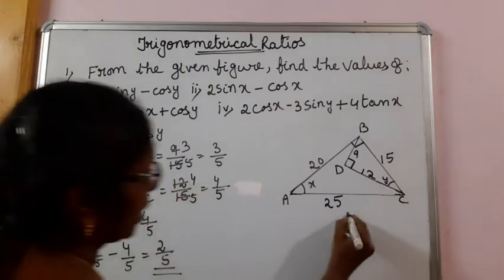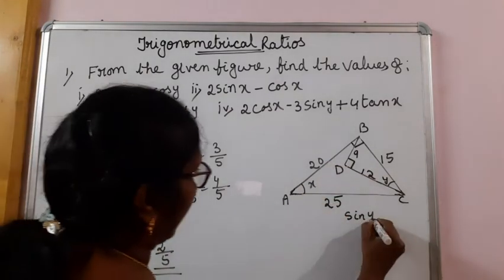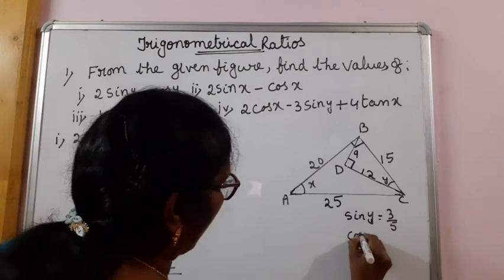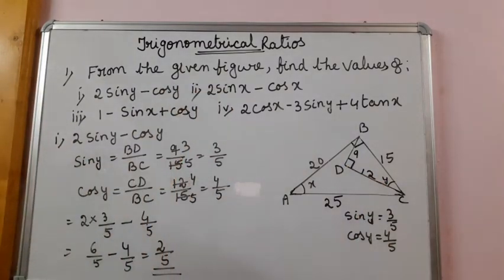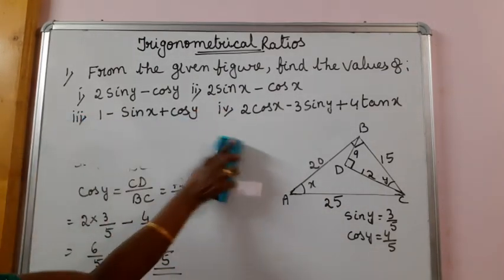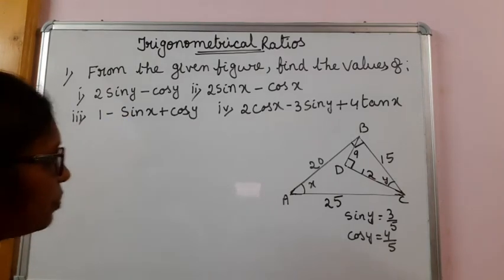For better understanding, because I am short of space, I am writing here: sin y we got 3 by 5, cos y we got 4 by 5. Same values we can apply for other expressions. Okay. Now let us do the second one. First one, 2 by 5 we got.